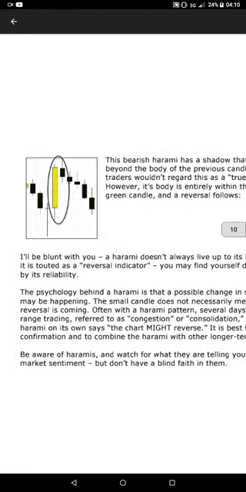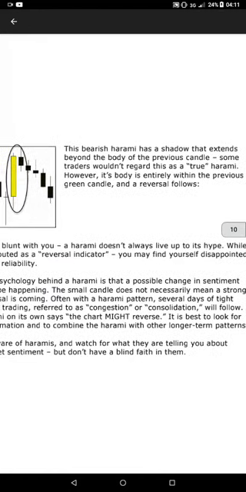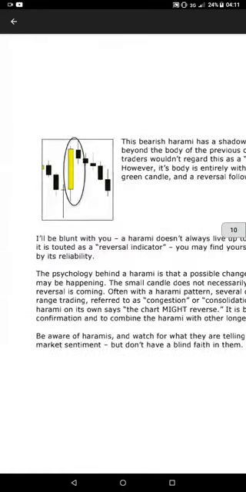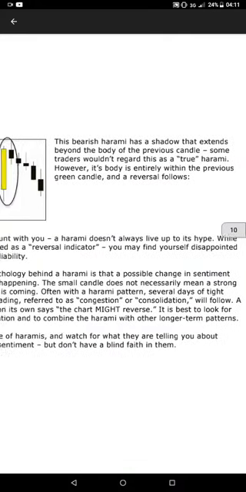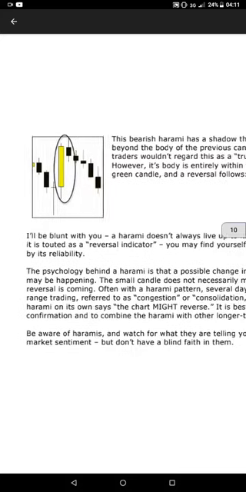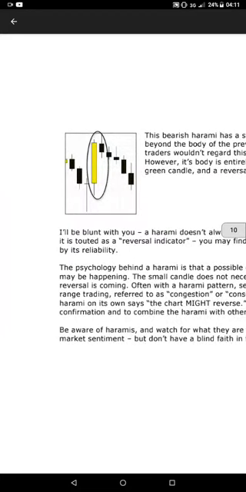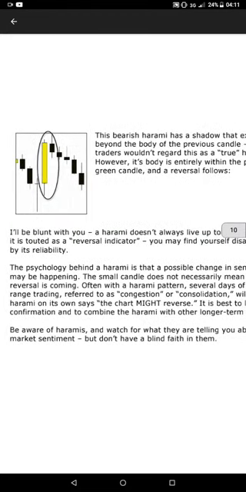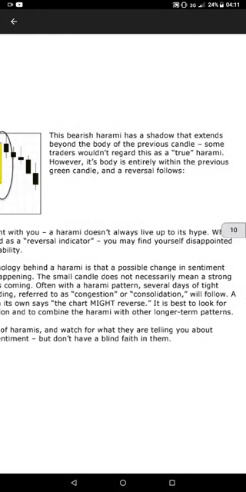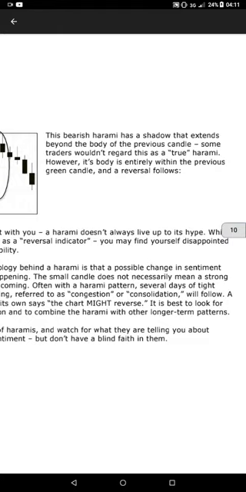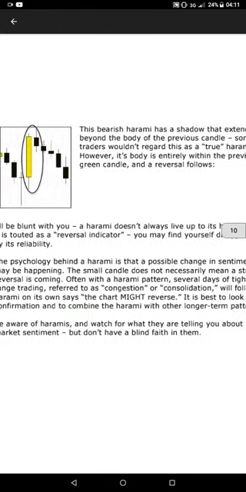The psychology behind a harami is that a possible change in sentiment may be happening. The small candle does not necessarily mean a strong reversal is coming. Often with a harami pattern, several days of tight range trading, referred to as congestion or consolidation, will follow. A harami on its own says the chart might reverse.